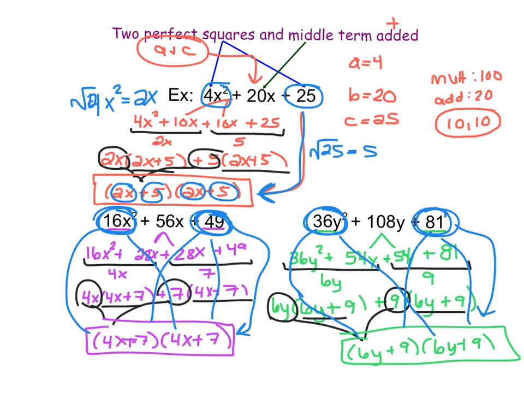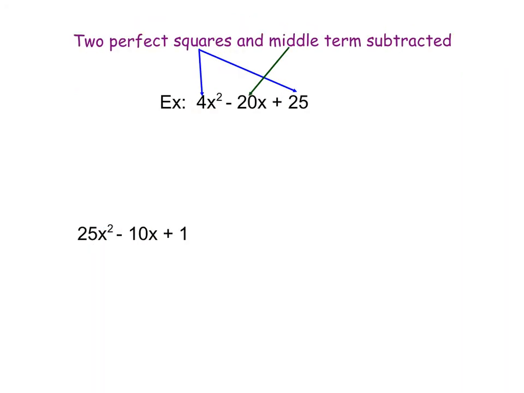So if you can see those patterns there, you can use those. Noticing that A and C are both perfect squares allows you to use some shortcuts to help you write these into factored form. So now let's look at what happens when we have an A and a C value that are perfect squares and a middle term that is subtracted. So notice that this is a negative 20 here.